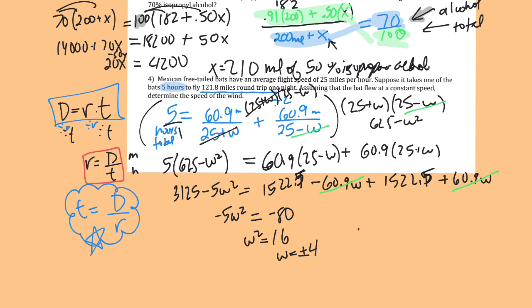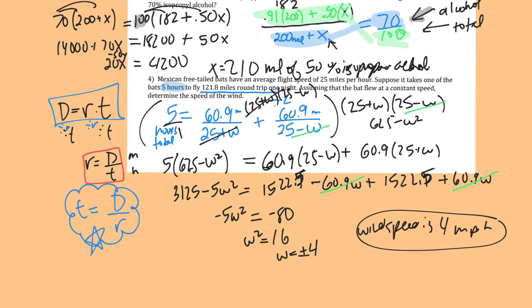So the wind speed is 4. And it looks like we're talking about miles per hour. So that means that if it's going with the wind, the bat is going 29 miles per hour. If it's going against the wind, the bat is going 21 miles per hour. And so we're looking for what wind speed helps this problem make sense, given that he has to go a total of 121.8 miles, half of it with the wind, half of it against the wind. How strong is the wind if he normally can go 25 miles per hour himself? So absolutely want to practice this question as well.